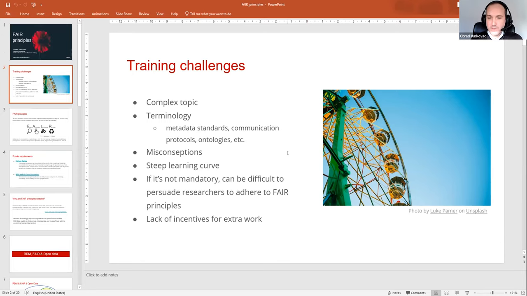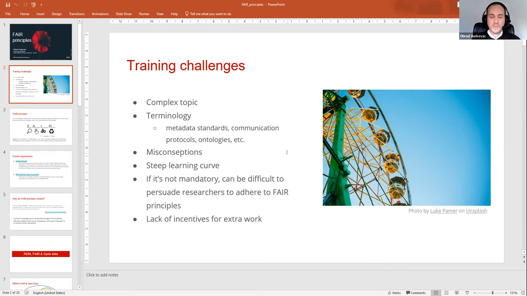Also there are misconceptions, like I said, dealing with data and open science, like we had previously. Usually people think that if something should be ready for machine readability, it needs to be open. So keep that in mind. That can be very tricky.